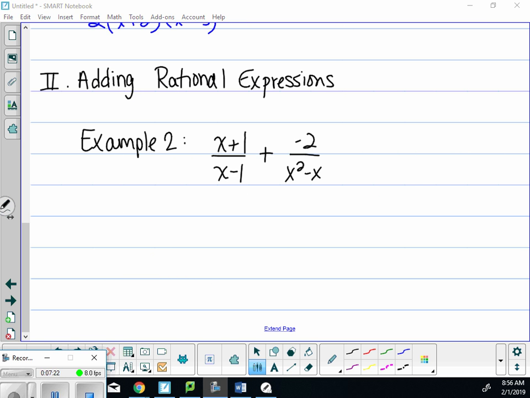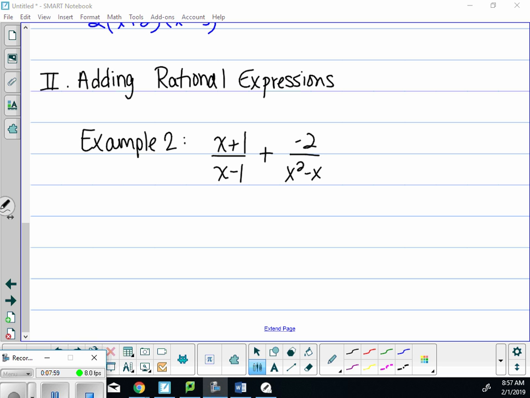So we'll talk for a few minutes about adding rational expressions. If we have something like x plus 1 over x minus 1 plus negative 2 over x squared minus x. So we have a fraction plus a fraction, complicated fractions, right? In order to add these fractions together, we have to have a common denominator. So we're going to try to find the least common denominator of x minus 1 and x squared minus x.